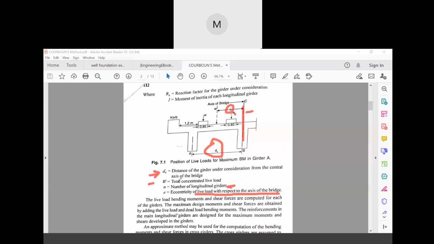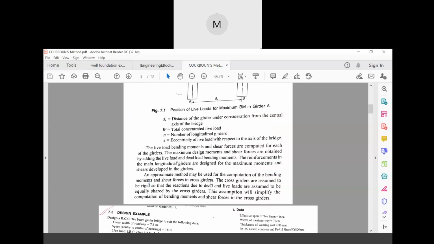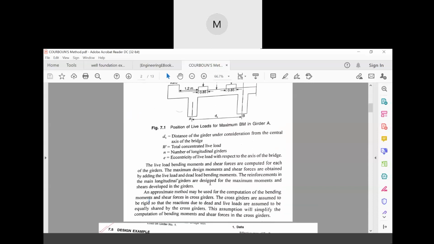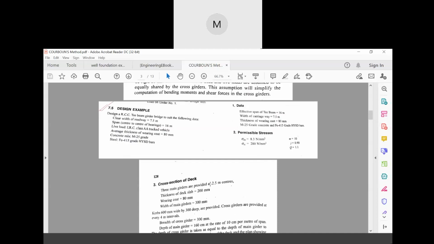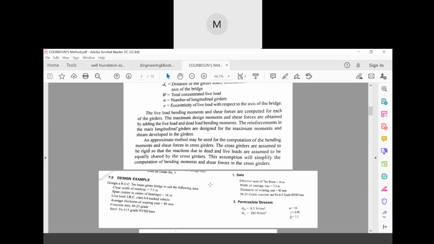Now the live load bending moments and shear forces are computed for each of the girders. The maximum design moments and shear forces are obtained by adding the live load and dead load bending moments. The reinforcements in the main longitudinal girders are designed for the maximum moments and shears developed in the girder. These are the design parameters used for designing. Now, these numericals on Courbon's theory are very long. So, first of all, let us take the question.